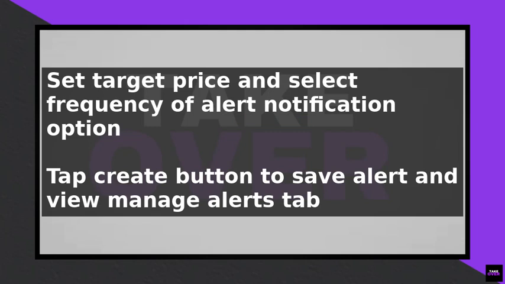By following these steps and best practices, you can effectively use alerts on Robinhood to stay informed and make more informed investment decisions. Setting alerts on Robinhood is a straightforward process that can help you stay on top of market movements and make more informed investment decisions. By taking the time to set up alerts and customize them to your needs, you can maximize the benefits of using the Robinhood app and achieve your investment goals.